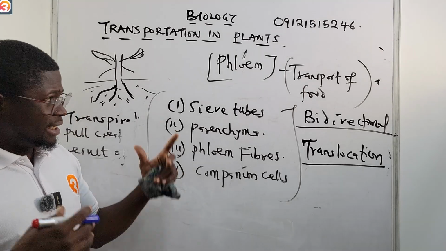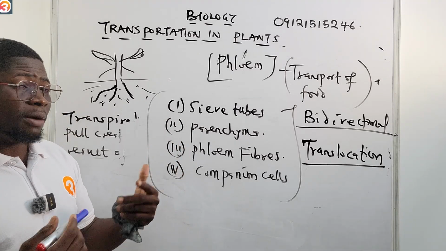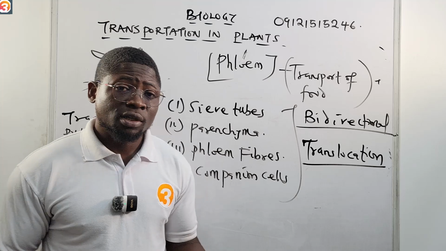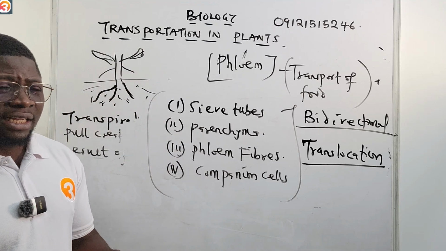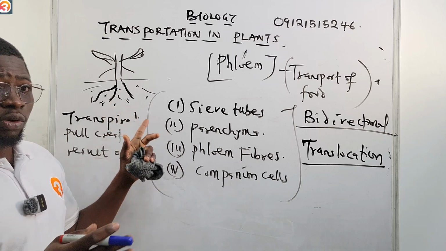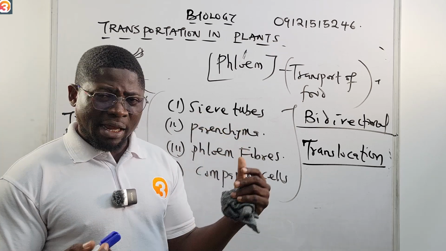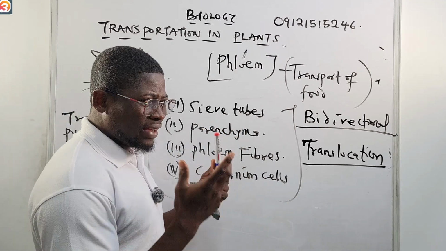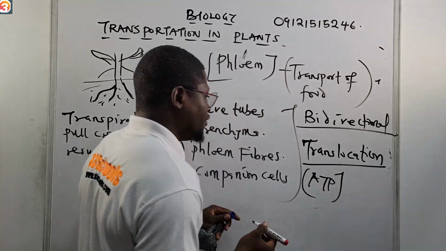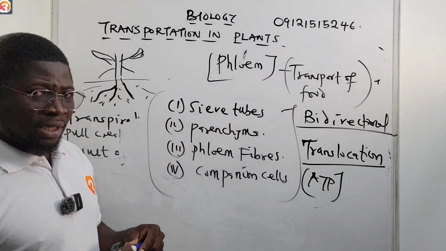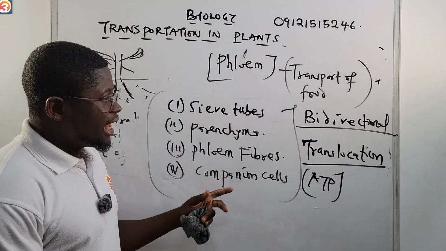Now, when we're talking about the xylem vascular bundle, we didn't talk about usage of energy. We only talk about physical forces, blood pressure, transpiration. That is what we talk about as related to xylem. But when we're talking about phloem, we talk about usage of energy, ATP. You know what ATP is, right? Adenosine triphosphate.